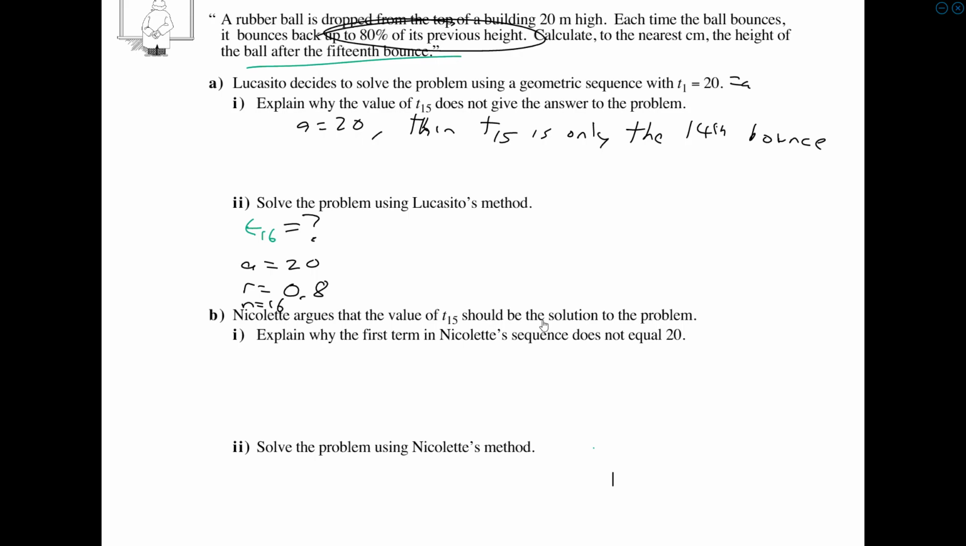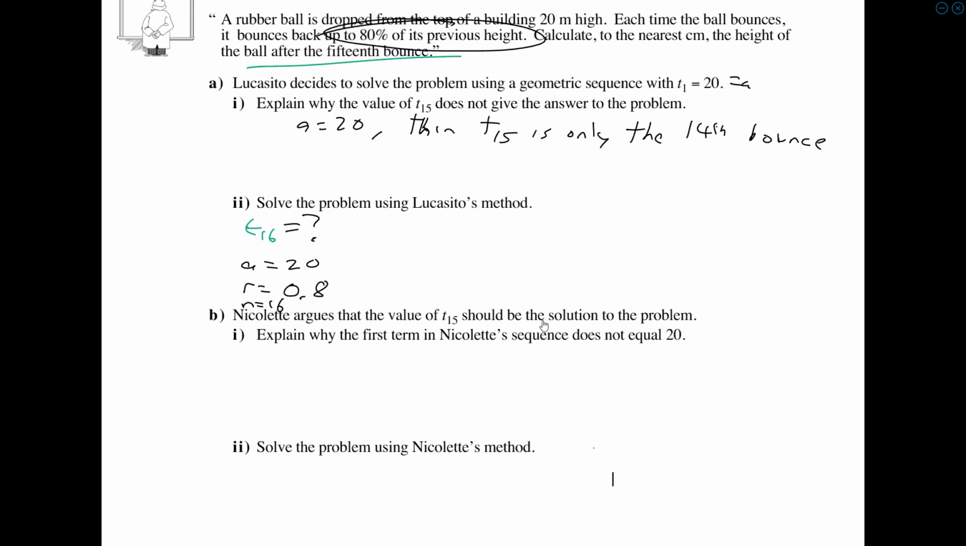Yep. Because T at 15 only gives us the 14th bounce if A is the drop, not the bounce. So in this setup, the way Lucasito is doing it, they're saying drop is 1, bounce 2, 3, but we're actually looking for the 15th bounce, not the 14th bounce. So T at 15 would give us the 14th bounce in this case, so we're looking for one more than that. Nicolette is arguing that we should set it up so T15 is the 15th bounce, so we'll set it up differently. And this is part of how you set something up makes a difference in what you're solving for.